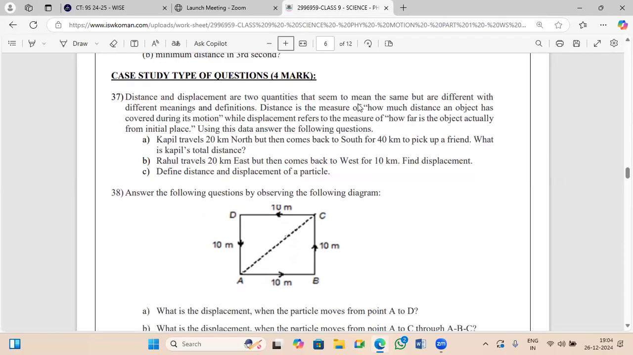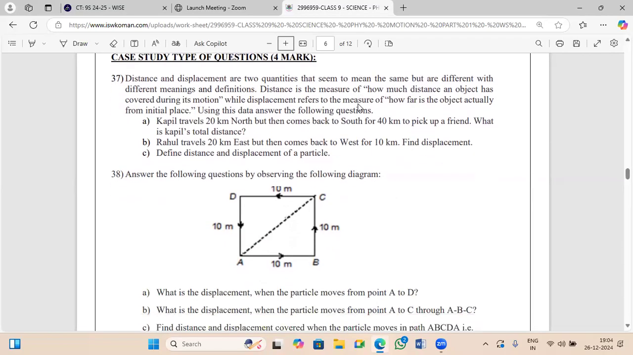So see, this is the data I have. Sir, that's for 38, no? Which one? Oh, sorry, sir. The diagram, okay. Will the diagram be a triangle? Just see from here. Kapil travels 20 km north. So if he travels 20 km north, but then he comes back to south for 40 kilometer to pick up a friend.